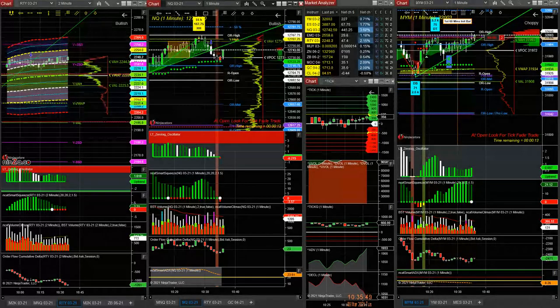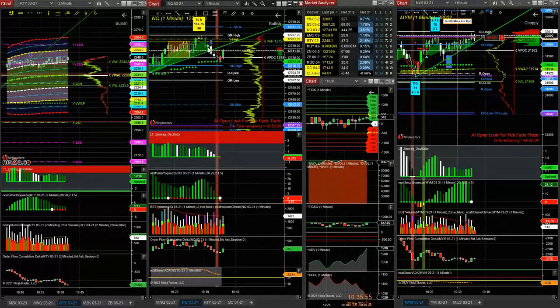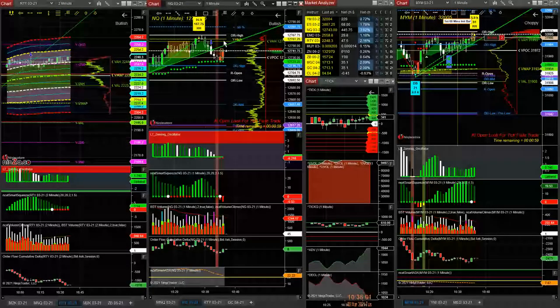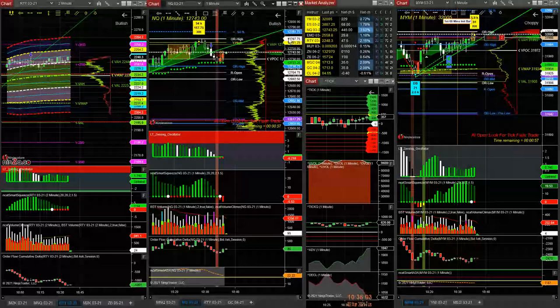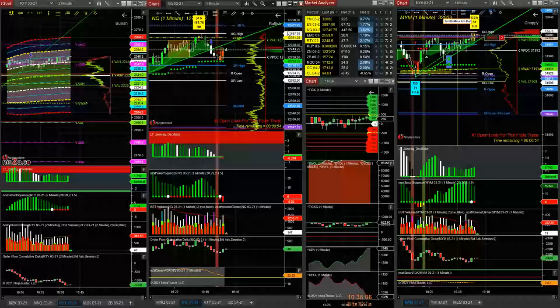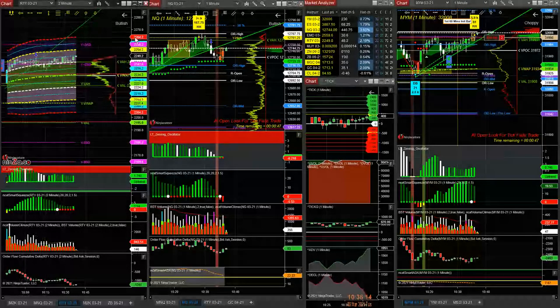What time is it? 10:35. Yeah, they might run this back up into the pre-Euro close and then sell it at the pre-Euro close. I think that's what I may try to do. I might try to run them back up. We look at our RTY in this chart here. All right.